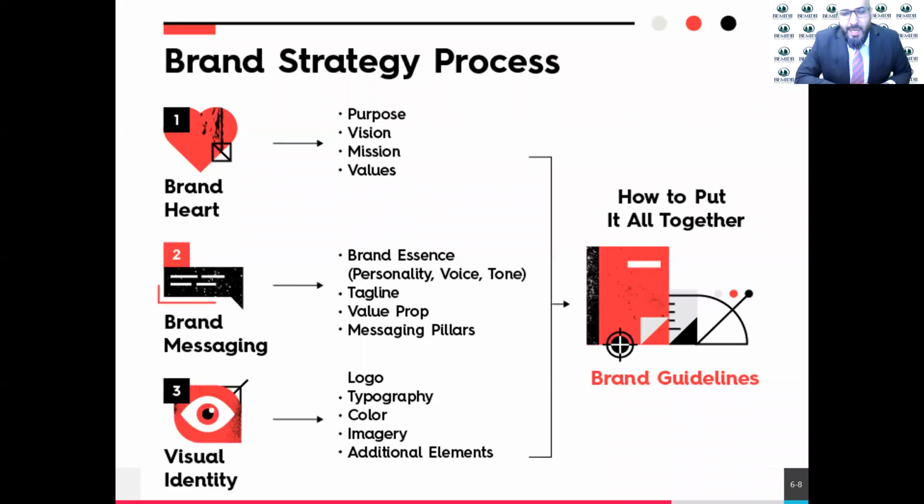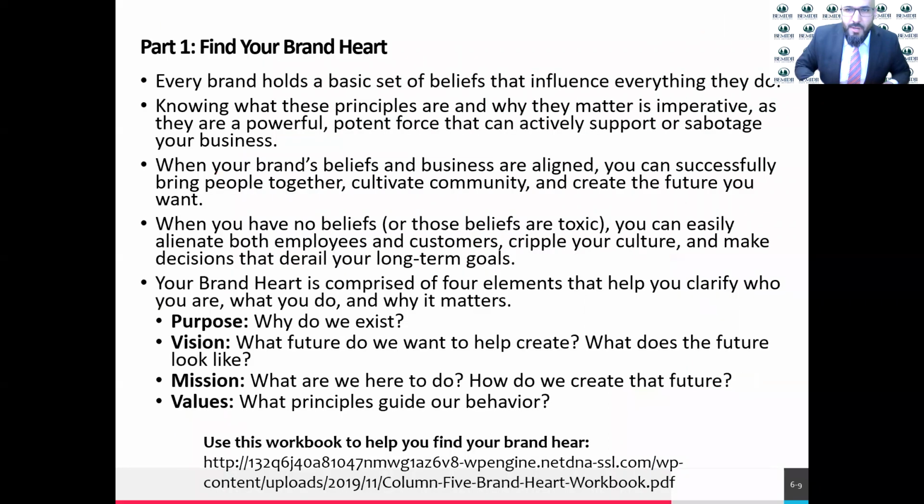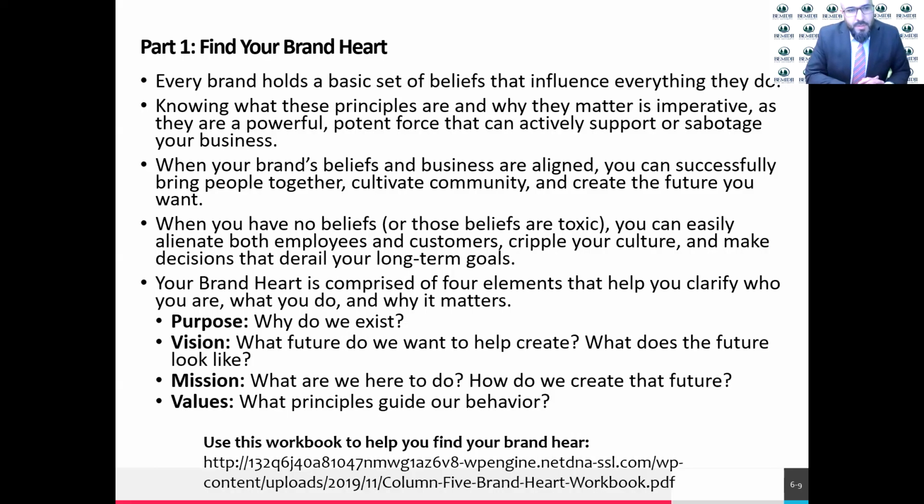Number three, visual identity. Visual identity would include what logo you will be using, the color, the image, and any additional element that will create a visual identity. Now we're going into more detail and we will talk about the next phases, which is basically the brand heart. How would you find the brand heart?